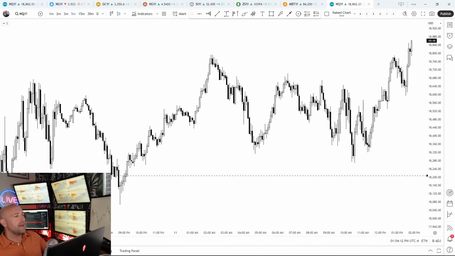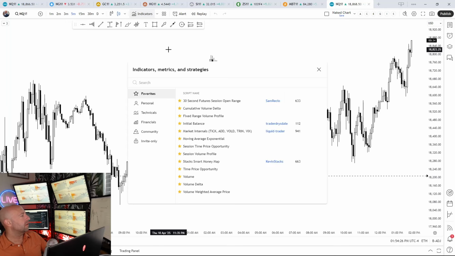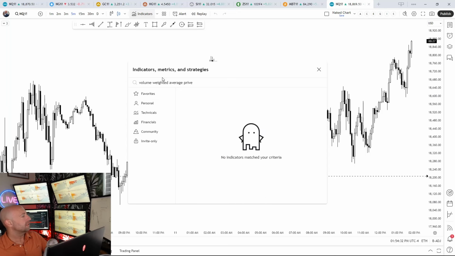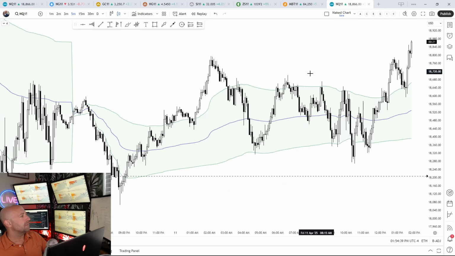Here we have a 5-minute chart on NQ, and I'm going to go through one tool at a time, starting with the VWAP. The tool on TradingView that I use is volume weighted average price. This is the absolute default under technicals. This is not a community indicator. When you install it, it comes preloaded, ready to go.